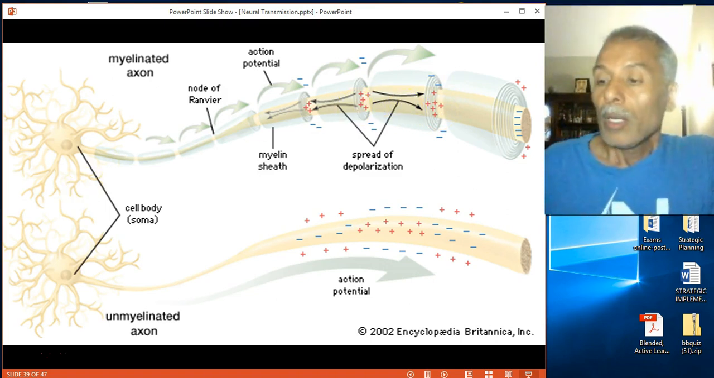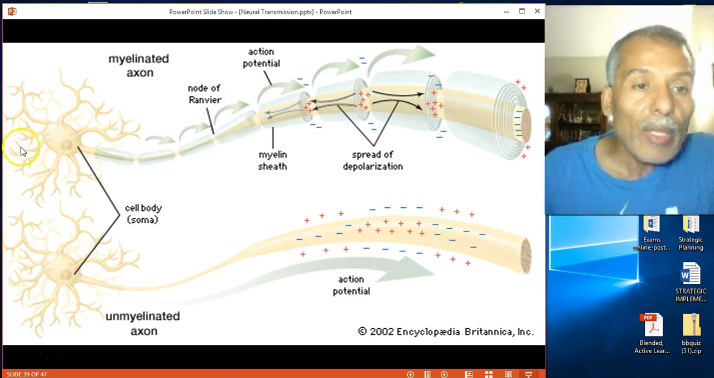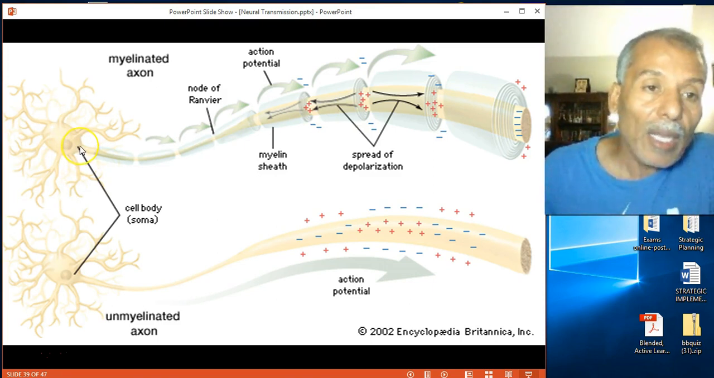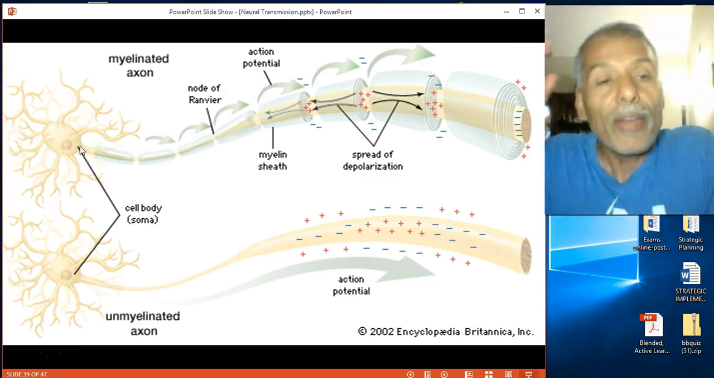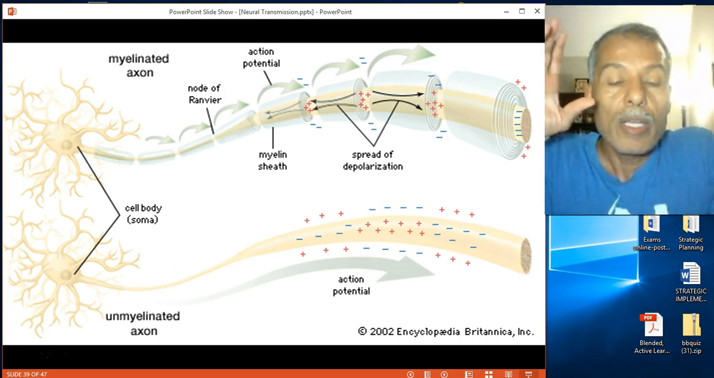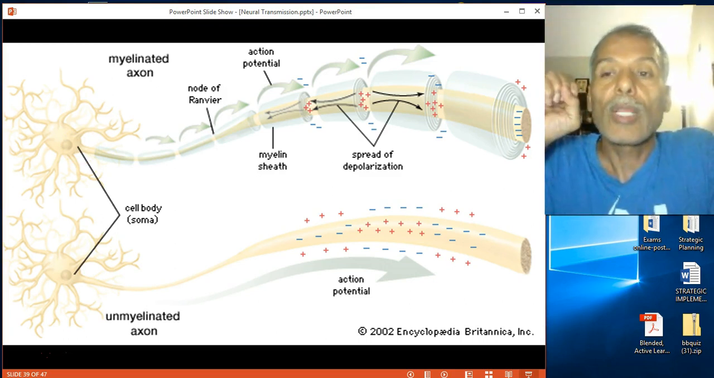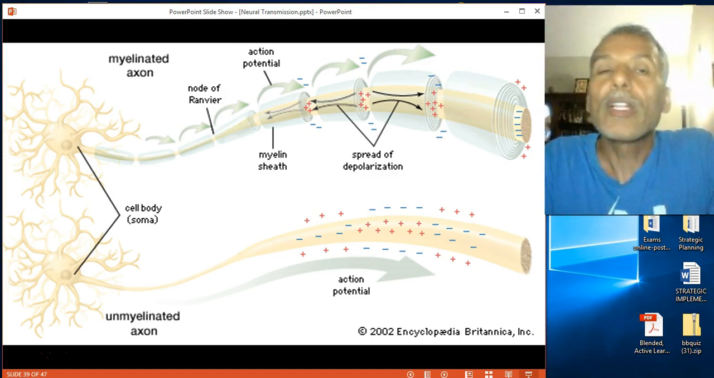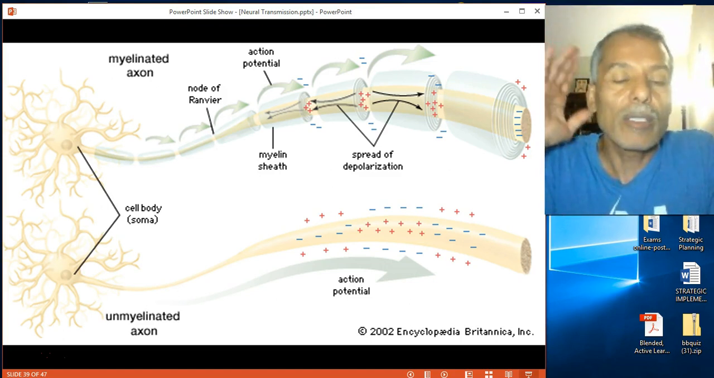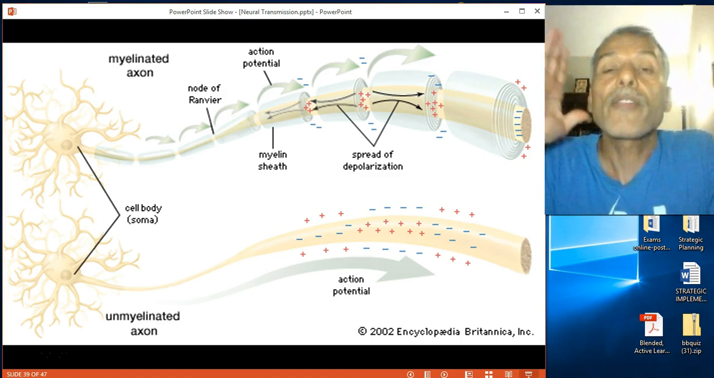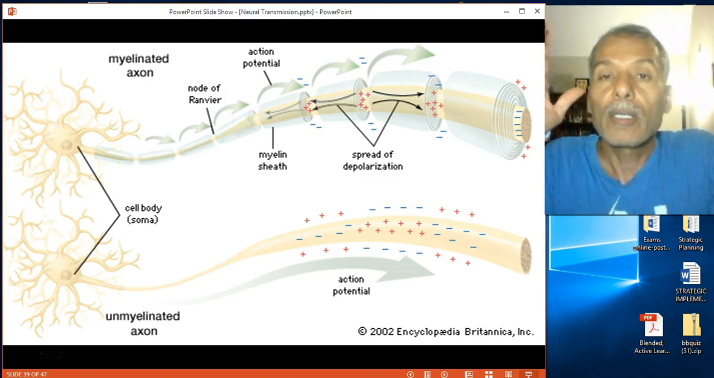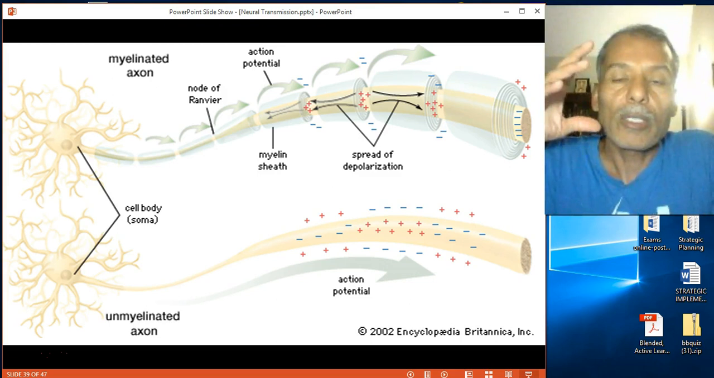So first, the axon hillock is the area that receives every single thing that comes into that neuron. The neuron has thousands of synapses coming from dendrites and from the cell body.